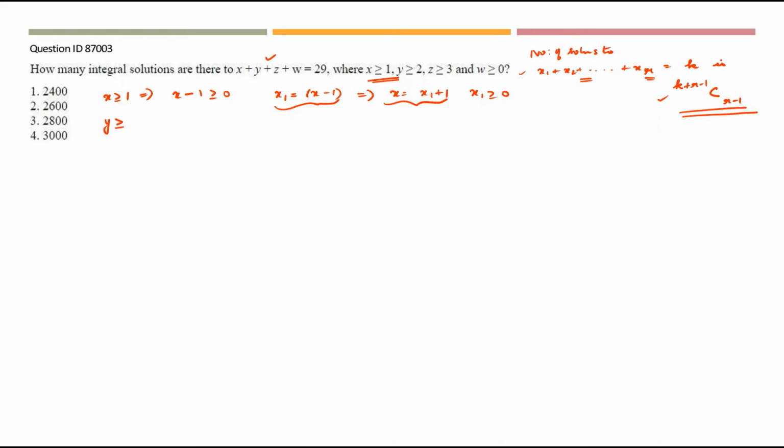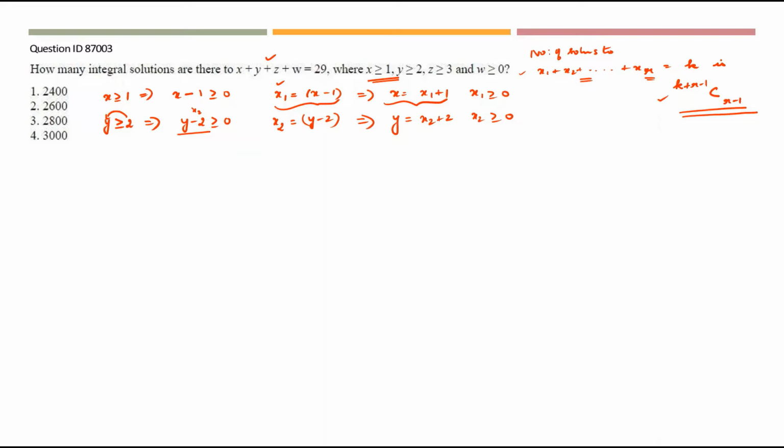Y greater than or equal to 2. This can be written as y minus 2 greater than or equal to 0. So I am just bringing the 2 this side and just making this as 0. So since I have started with x1, now the next variable will be x2. So y minus 2 will be x2. This means x2 will be greater than or equal to 0.